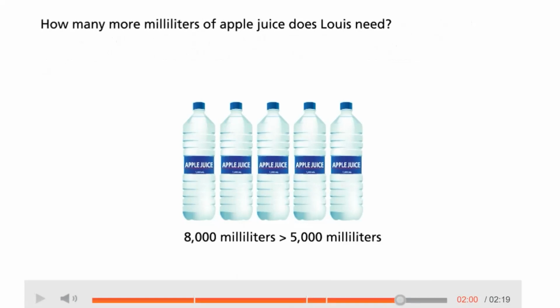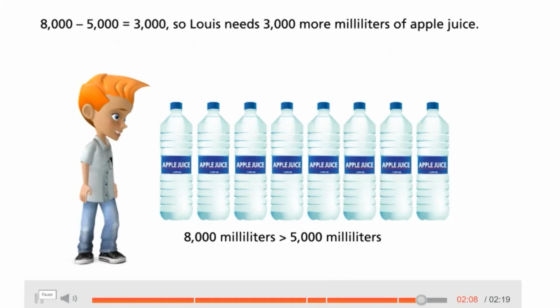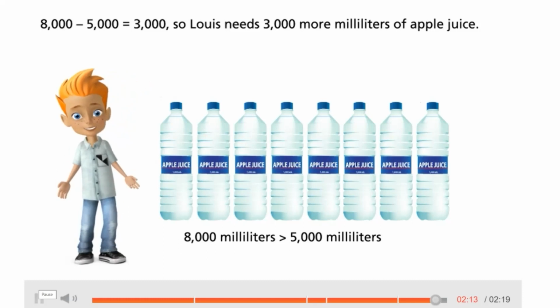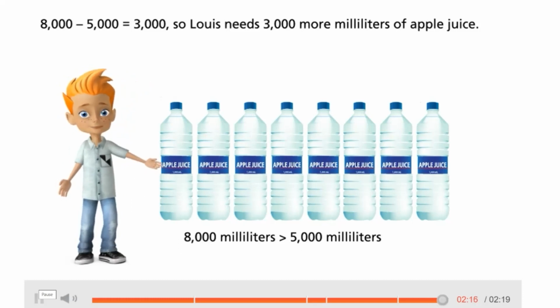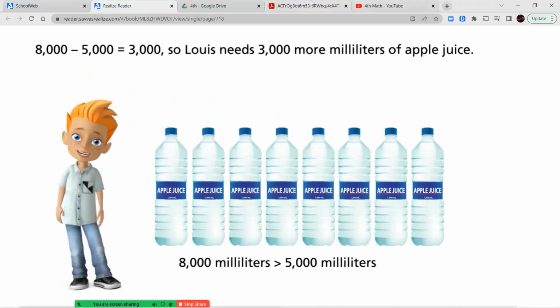So now we know that he has 5,000 and he needs 8,000. So he needs 3 more 1,000 milliliters in order to have enough to fill 8 1-liter size bottles of juice. 8,000 minus 5,000 equals 3,000. So Louis needs 3,000 more milliliters of apple juice. Now you know how to convert from one metric unit of capacity or mass to another. Okay, let's go ahead and jump into our notes and guided practice together.